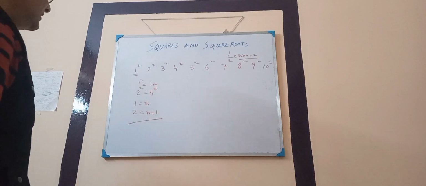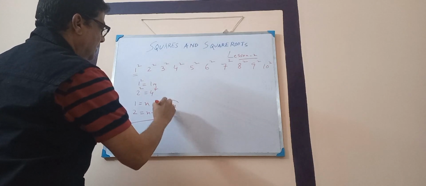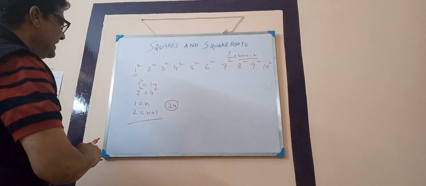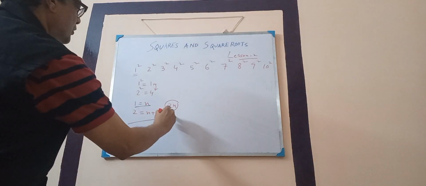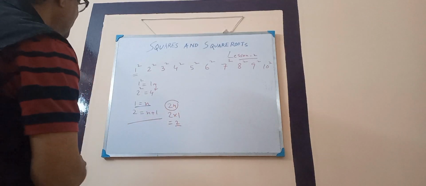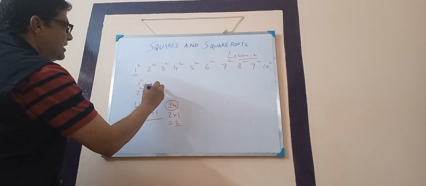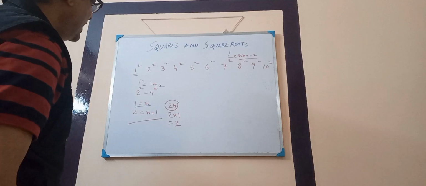Now how to find that? The formula is 2n. Now what is n? n is 1. So 2n means 2 multiplied by 1, that is 2. That means in between 1 square and 2 square, that means in between 1 and 4, there are two numbers which are not square numbers.